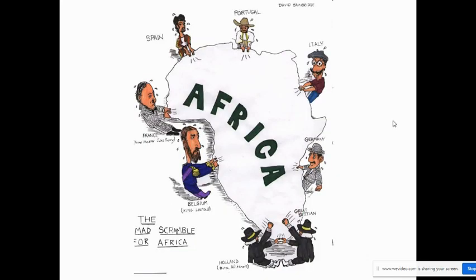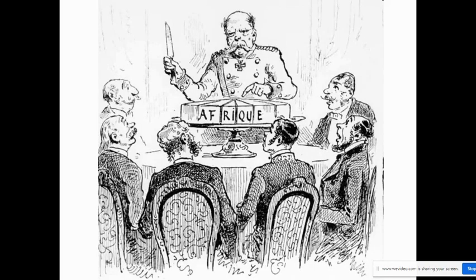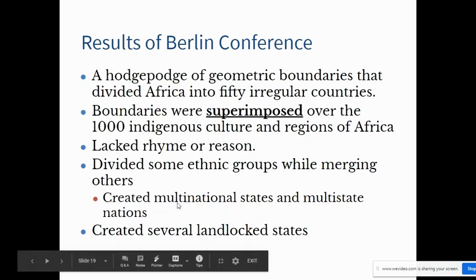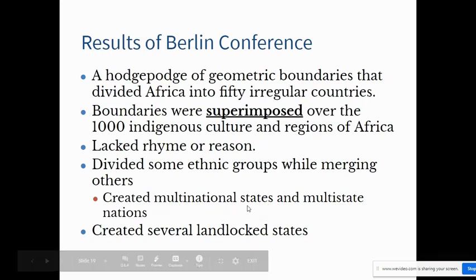And so here's just a couple political cartoons. This is the mad scramble for Africa. This is Otto von Bismarck of Germany dividing up Africa amongst the powers of Europe. And the results were a hodgepodge of geometric boundaries that divided up Africa into 50 irregular countries or colonies. Boundaries were superimposed over the 1,000 indigenous cultures, meaning that they were just placed on the people. They lacked a whole lot of rhyme or reason. They divided some ethnic groups while merging others. They created multinational states amongst groups of people that maybe did not get along with each other.